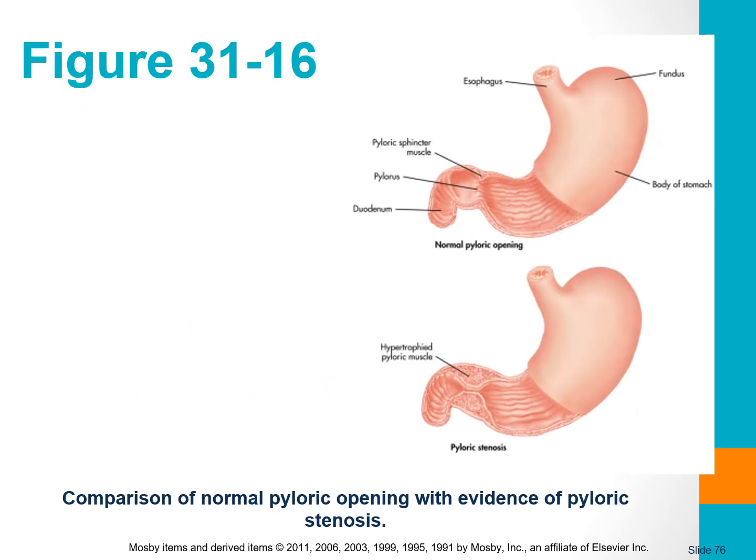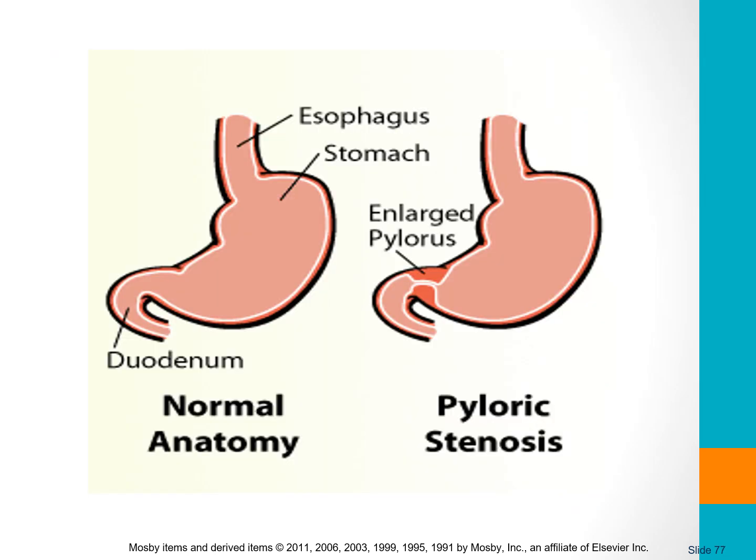Okay, so here's a photo. See on the top there, at the base of the stomach, fluids can pass into the duodenum, whereas in the bottom photo, it's hypertrophied and overgrown, and so there's almost a closure. Here's another picture.